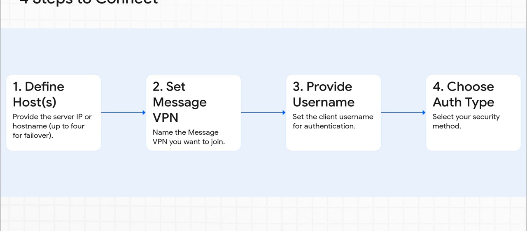One, you need the host, the server address. You can even list up to 4 of them for failover, which is pretty cool. Two, you have to specify the message VPN you want to join. Think of it like a private channel on the broker. Three, your username. And four, and this one is super important, you've got to choose your authentication method.